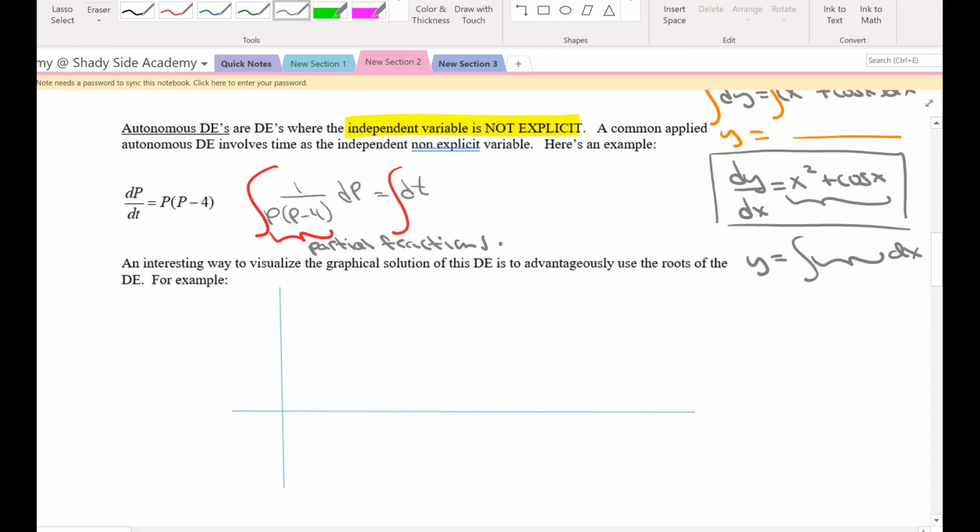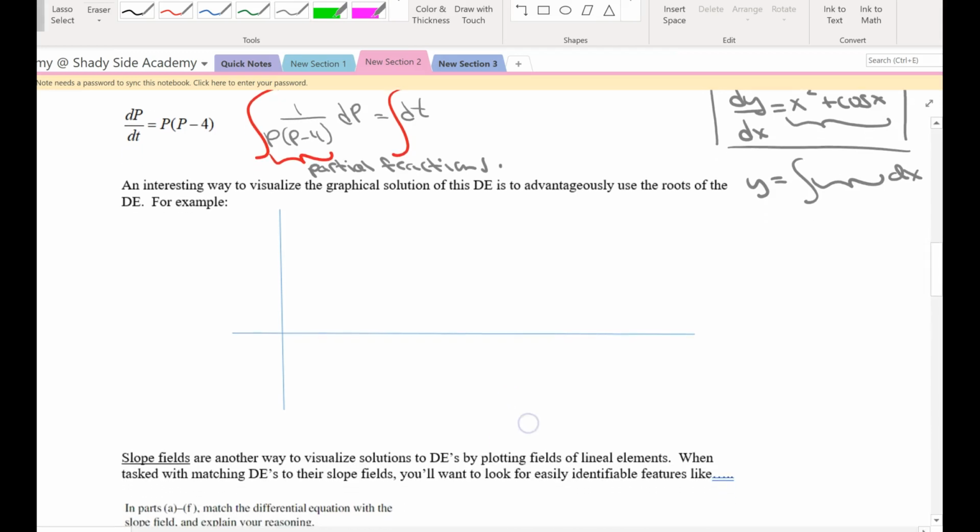We're still very much in the early stages of laying down our Diffie-Q foundation. After you've done that, let's come down here. I know you did slope fields and talked about slope fields last year. There's another way you can really visualize solutions to Diffie-Qs, particularly ones that are autonomous.